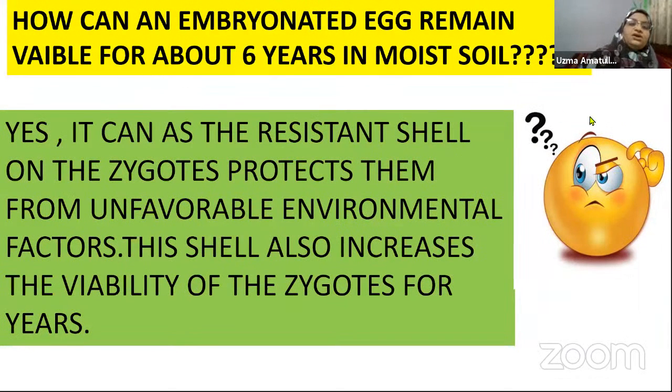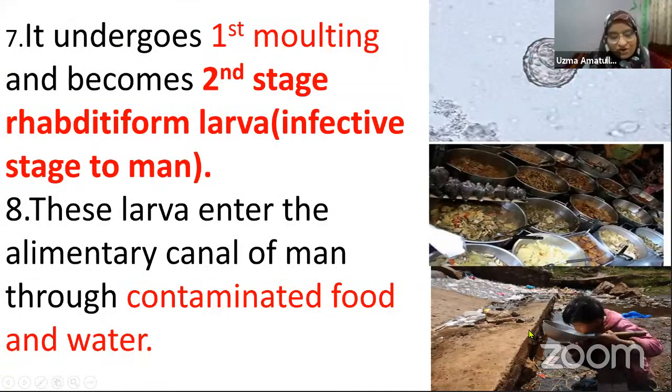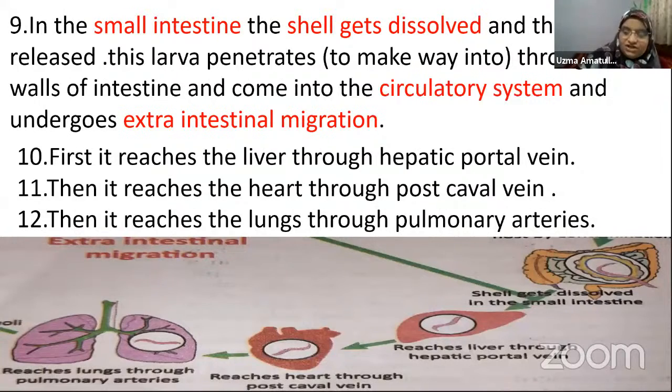Now here, why can the embryo inside the egg remain viable, meaning alive, for about 6 years in the moist soil? Because of this resistant shell which is protecting it. Now, you should avoid eating contaminated food, and you should not drink contaminated water, to get rid of this disease, ascariasis. Please take down screenshots of these slides.